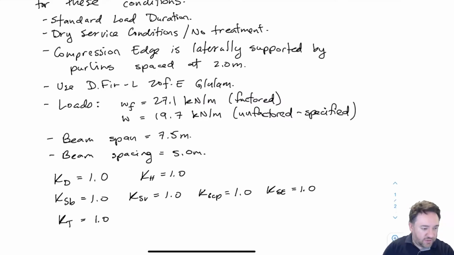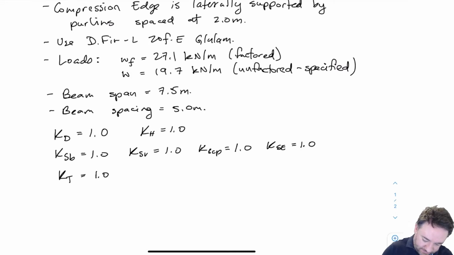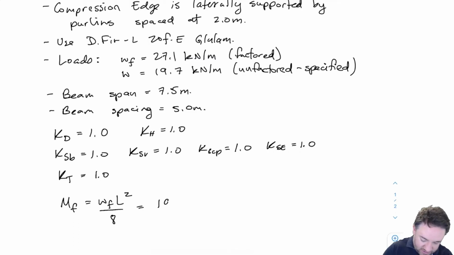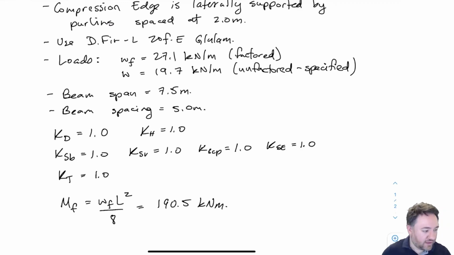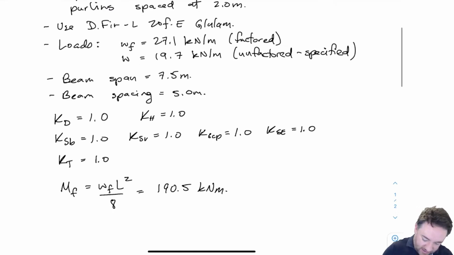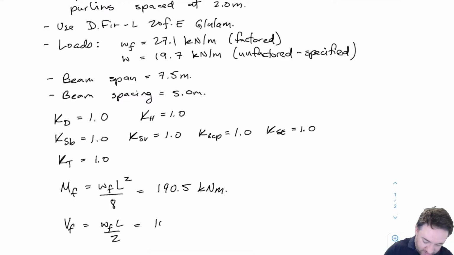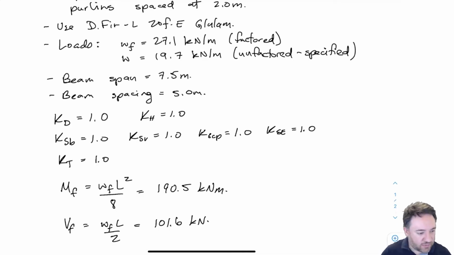Now that we know the loads, we can go directly to calculate the moment effect and the shear effect. This is a simply supported beam with a uniform load. So our factored moment is going to be WL squared over 8, which is an equation that you should tattoo on your arm as a structural engineer. Moment in a simply supported beam. VF, our shear, is just WFL divided by 2. And that is going to equal, in this case, 101.6 kilonewtons.